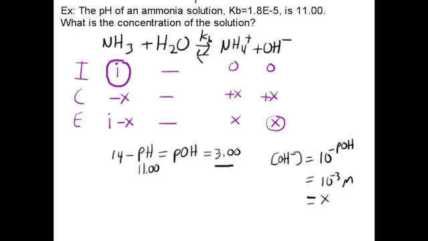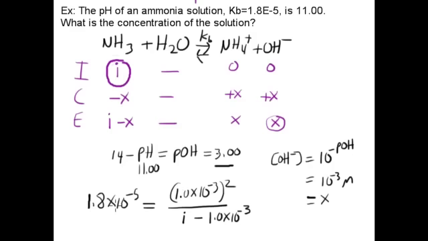So now I'm going to go ahead and plug everything into my equilibrium expression and solve for I, my initial concentration. So I get that K is equal to x squared over I minus x. I'll go ahead and graph that. y equals 1.8 times 10 to the negative fifth, and y equals 1 times 10 to the negative third squared over x minus 1 times 10 to the negative third, and find the intersection, and that'll be my I value. Then I found the intersection of 0.057 molar for my initial concentration.